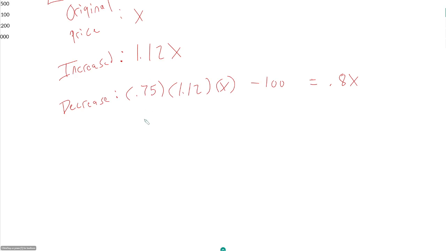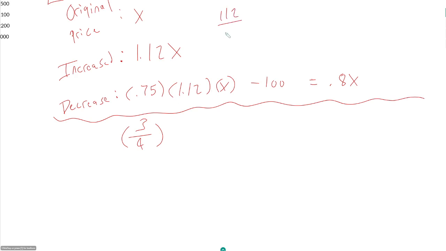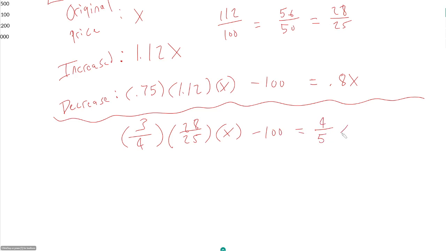And so 0.75 is 3/4. 1.12, what is that as a fraction? It would be 112 over 100. I can divide each of these by 2 to get 56 over 50. And I can divide by 2 again, 28 over 25. So 3/4 times 28 over 25 times x minus 100 is equal to 0.8x, or 4/5 x.